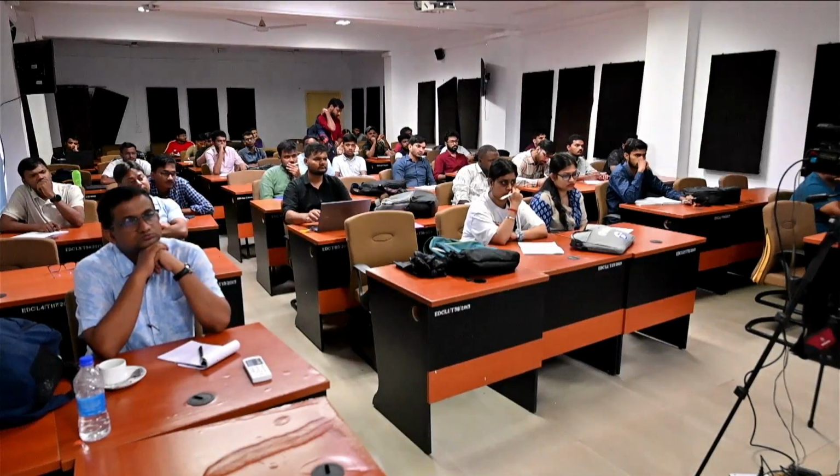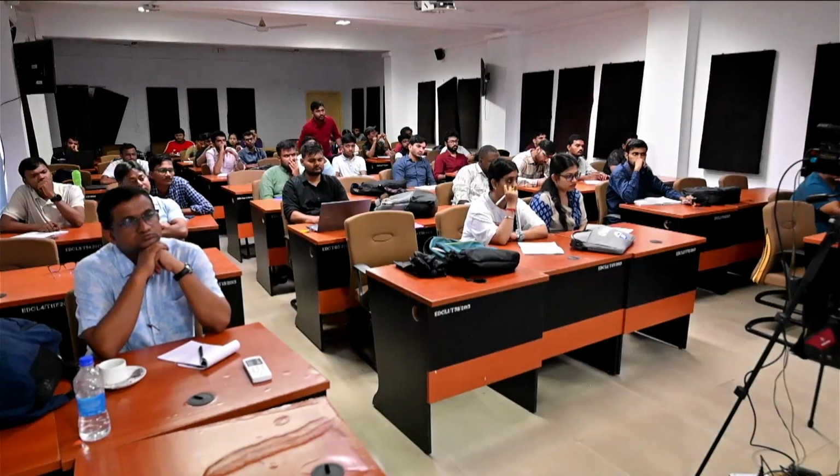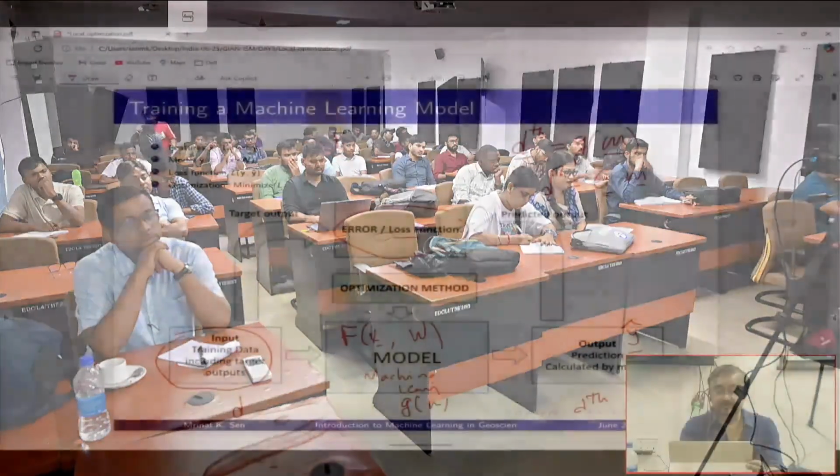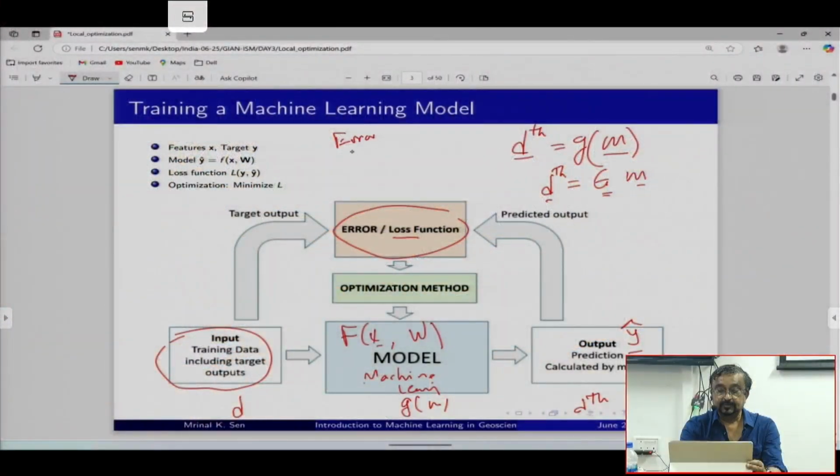It's also called cost function, loss function, objective function. So: error function, cost function, objective function, loss function, misfit function, all kinds of names we have. This is a function that measures the difference between your observation and the theoretically computed data.